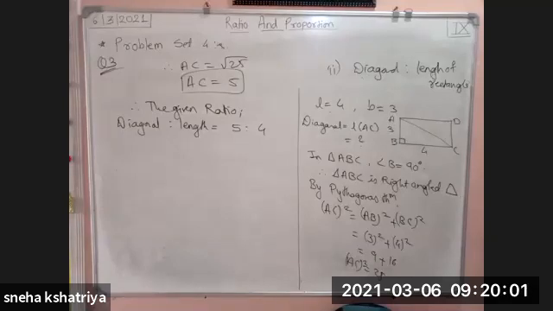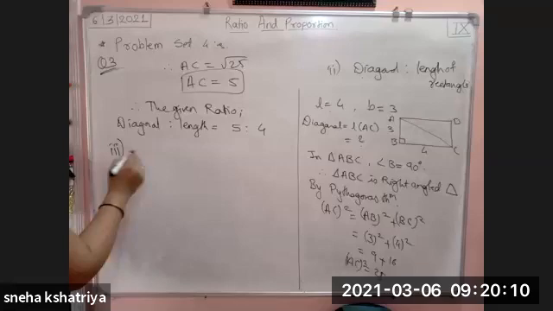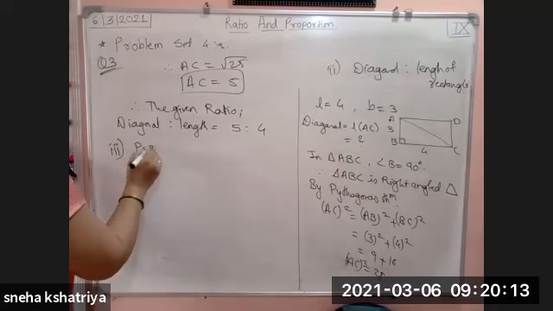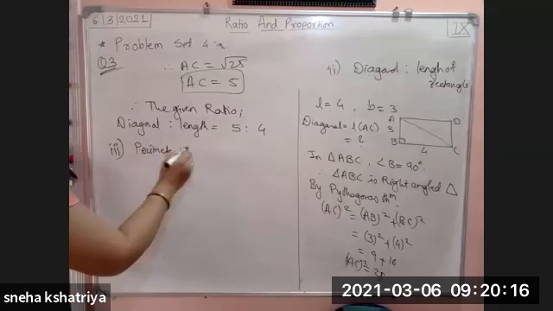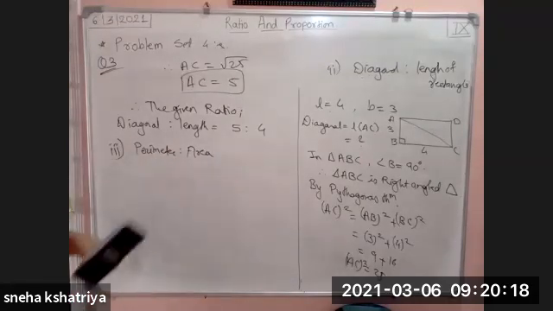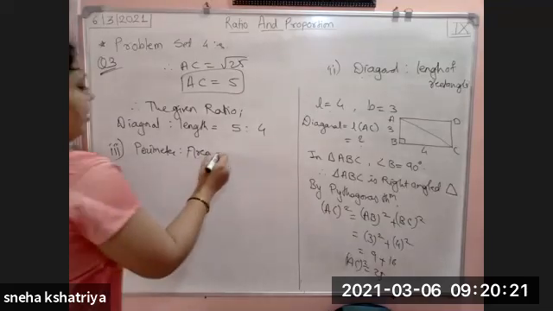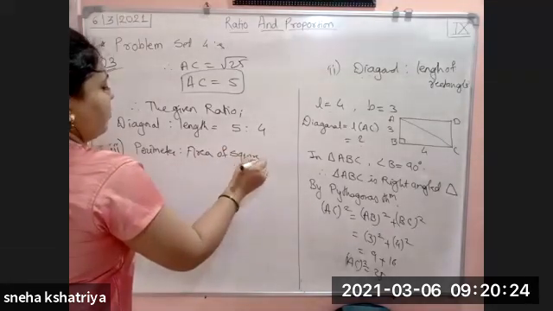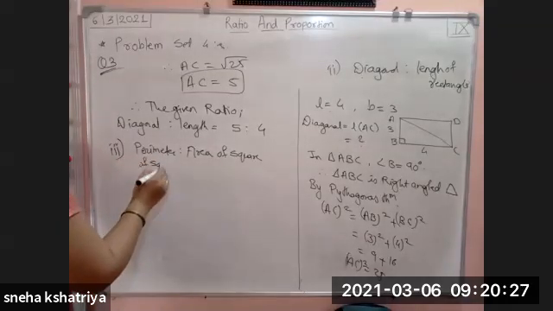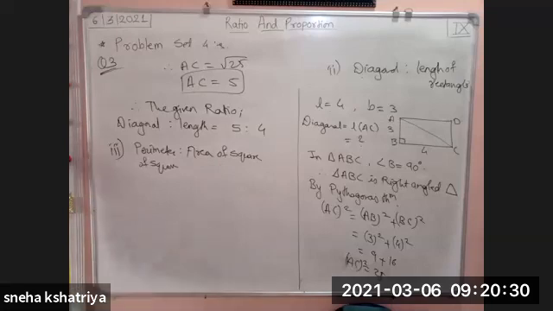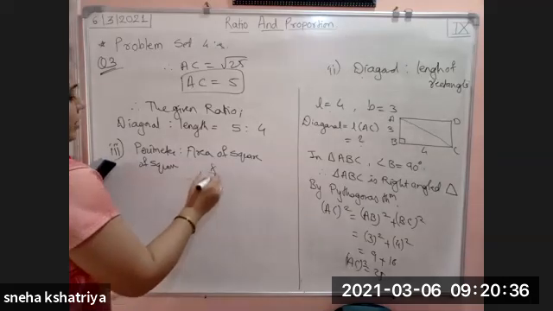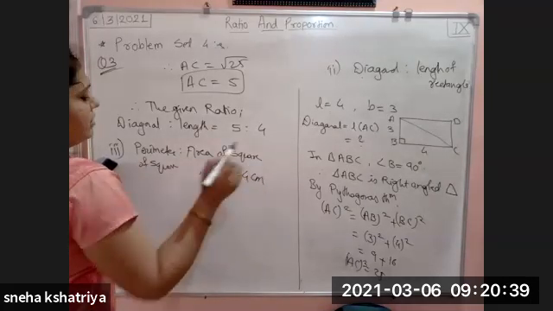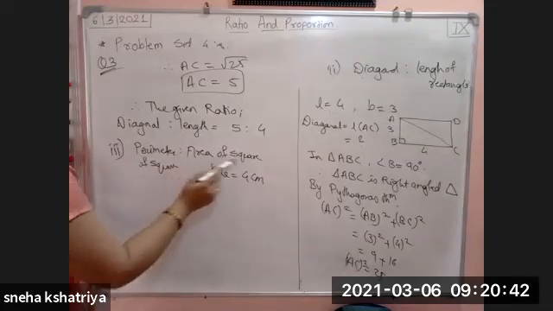Okay. The third one, the ratio of perimeter to area of a square. The third one, the ratio of what do we have to find? Perimeter to its area. Area of what? Area of a square. The perimeter of the square and the area of also the square having side 4 centimeter. How much is the side given? Side is equal to 4 centimeter. So you have to find out the perimeter and area of the square.